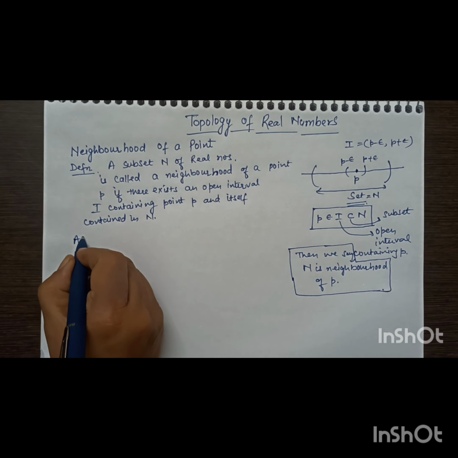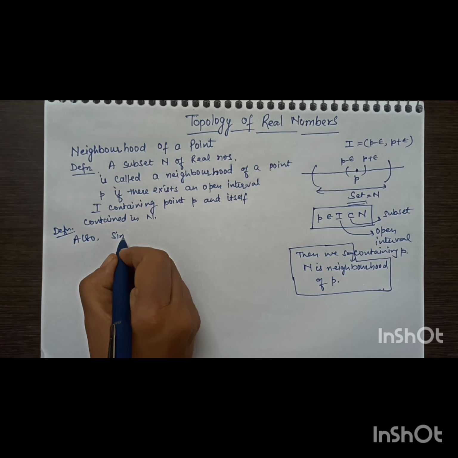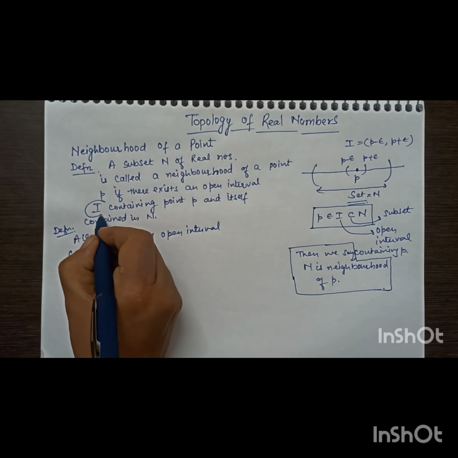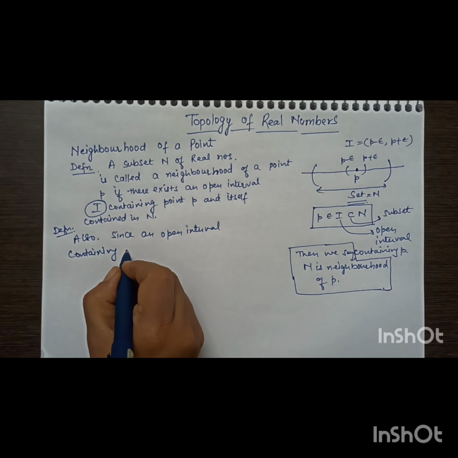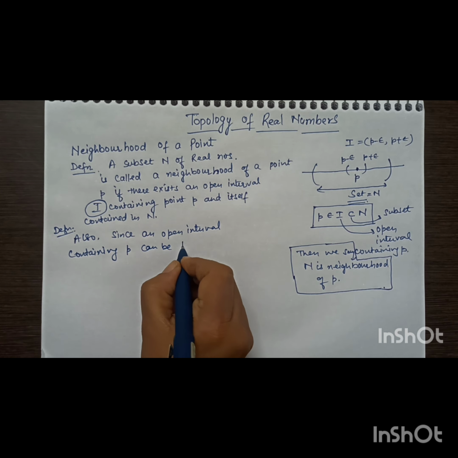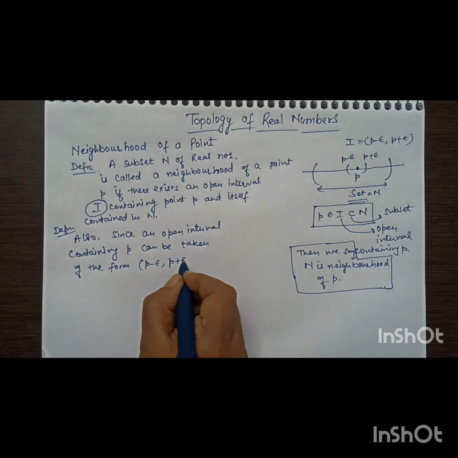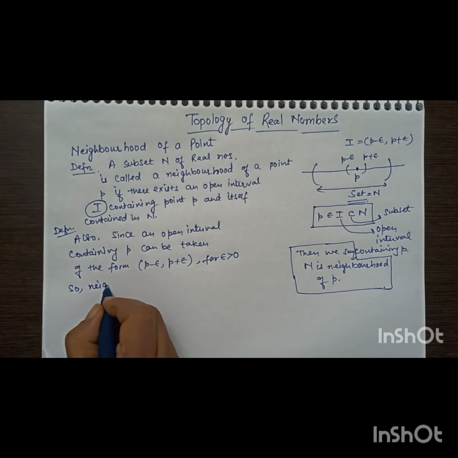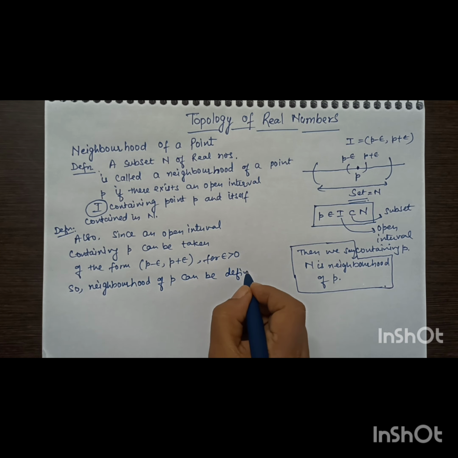There is an alternate definition. Like we have given I, we can give the definition of I as P minus epsilon, P plus epsilon. Since an open interval I needs to contain point P, the open interval that contains P should be taken in the form P minus epsilon, P plus epsilon, because it should be as small as possible, for epsilon positive.